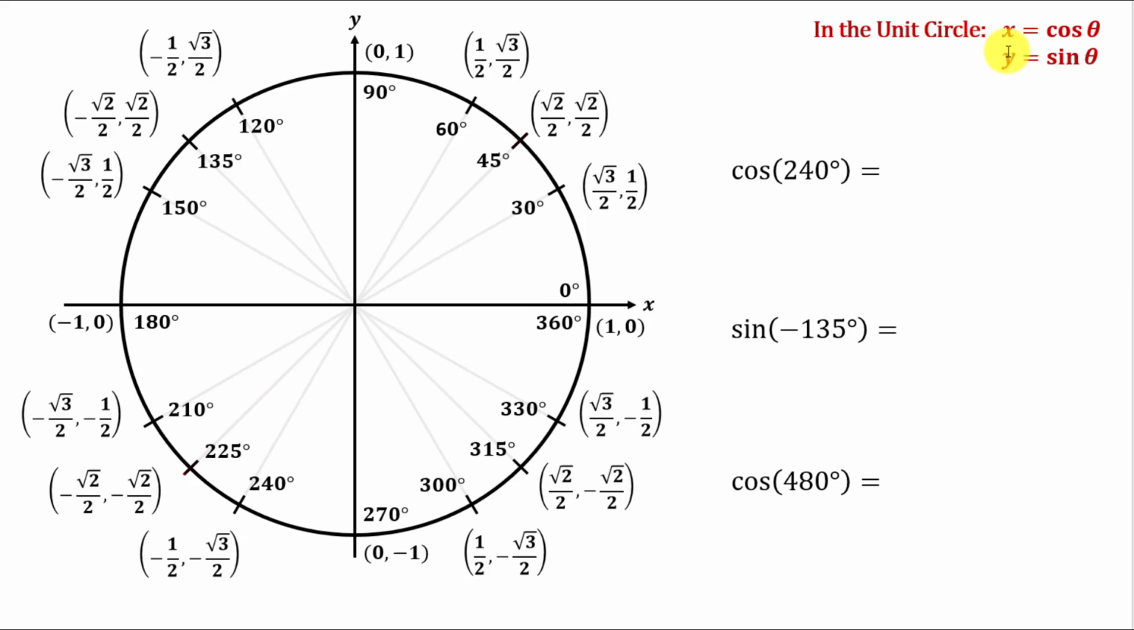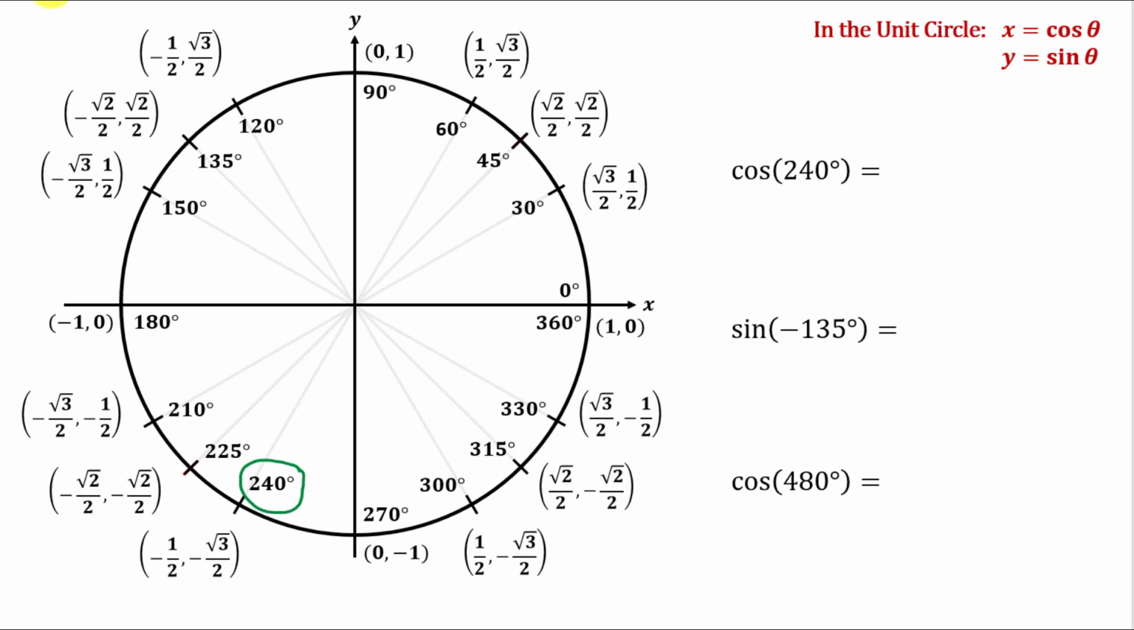And that is that the x-coordinate of any point on the unit circle represents cosine of the corresponding angle, and the y-coordinate represents sine of that angle. And that's what we're going to use to find the trigonometric function values for the given three angles. So let's start with cosine of 240-degree angle. We begin by locating that angle in the unit circle. And 240 degrees, it's the angle that's already labeled.